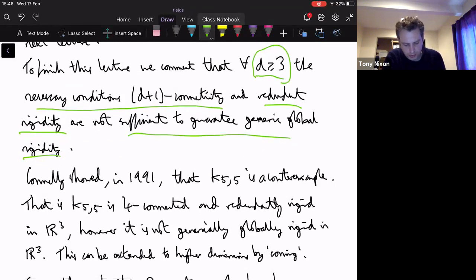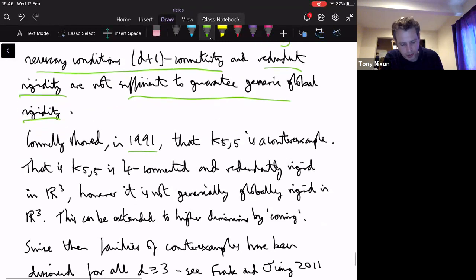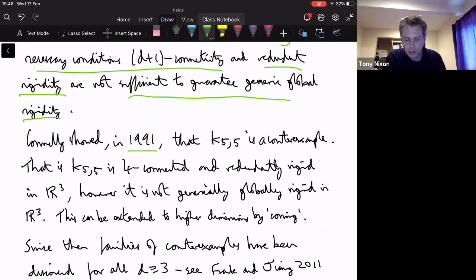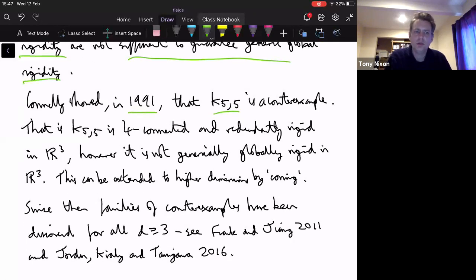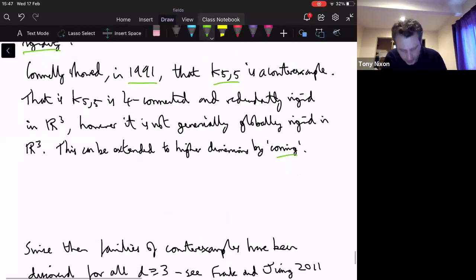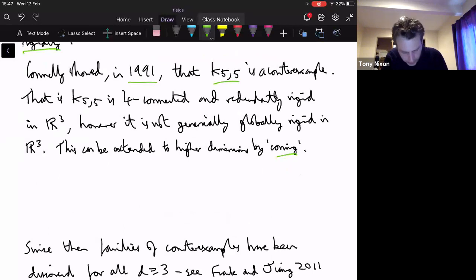Okay, so what are the examples? The first example was found by Bob Connelly in 1991. He showed that K_{5,5} is a counterexample, and this does tie into Sean's lecture. K_{5,5} is a 4-connected and redundantly rigid graph in 3-dimensional space, but it's not globally rigid. And when you have this example, then we can use... Oh, I haven't introduced coning actually yet. Sorry, I shouldn't have written this, but since I have, and I have 3 minutes and I've nearly finished, let me say it anyway.